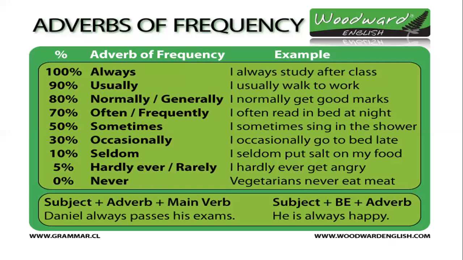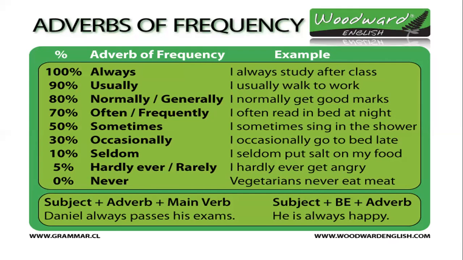So, here I have another chart. Aquí tenemos otro cuadrito, ¿verdad? That illustrates with different examples. 100% always. I always study after class. 90% usually. I usually walk to work. 80% normally or generally. I normally get good marks. Obtener buenas notas, ¿verdad? 70% often or frequently. I often read in bed at night.